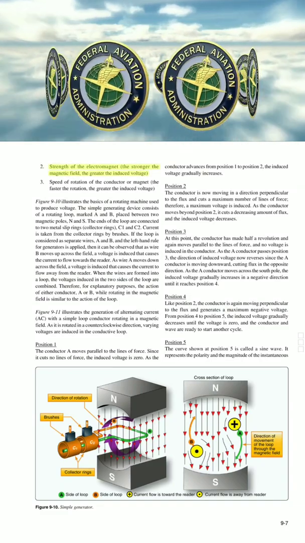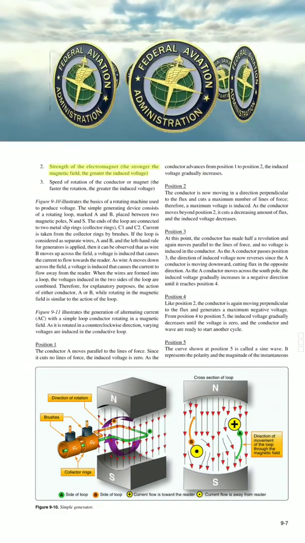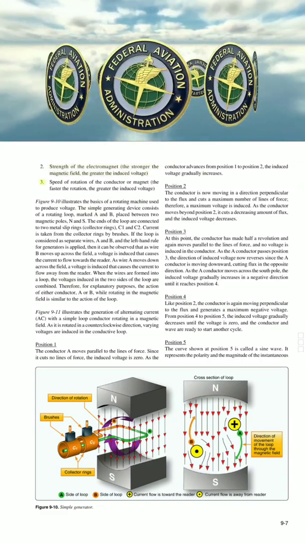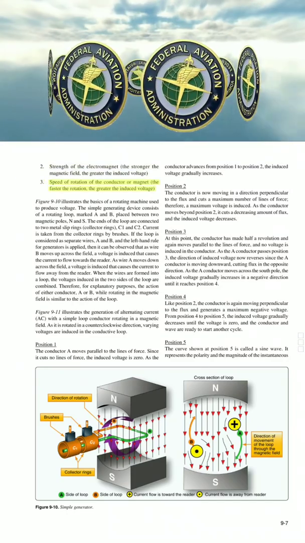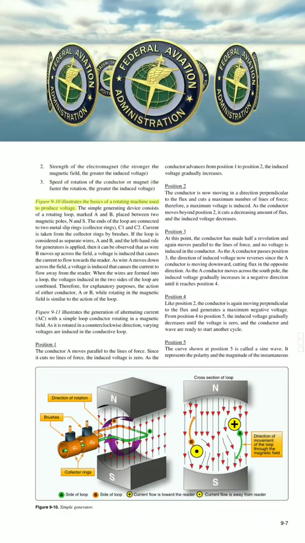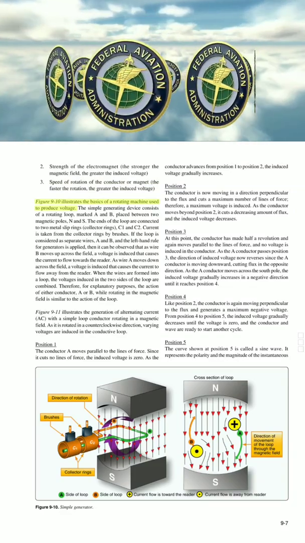2. Strength of the electromagnet. The stronger the magnetic field, the greater the induced voltage. 3. Speed of rotation of the conductor or magnet. The faster the rotation, the greater the induced voltage. Figure 9-10 illustrates the basics of a rotating machine used to produce voltage.